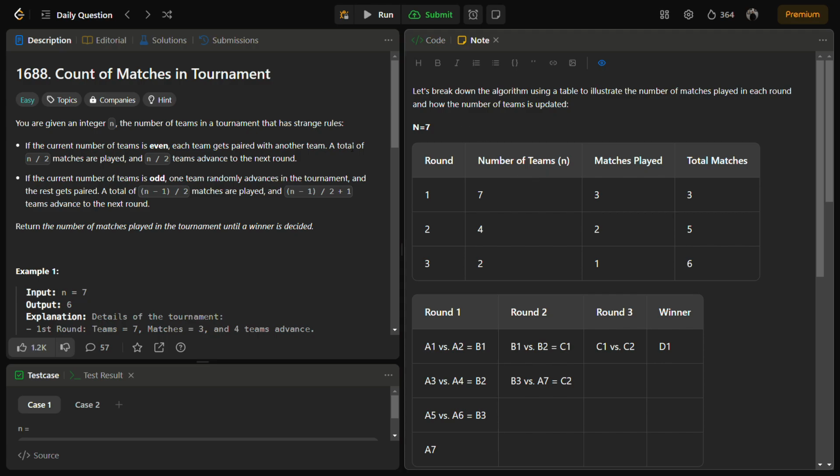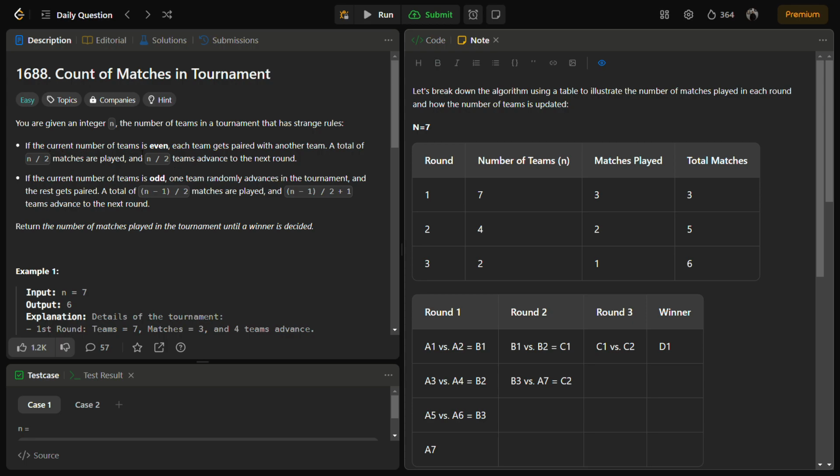This is the Count of Matches in Tournament problem. It is a LeetCode easy and the number for this is 1688. In this problem, we are given an integer n, that is the number of teams in a tournament that has strange rules. And what are the rules?